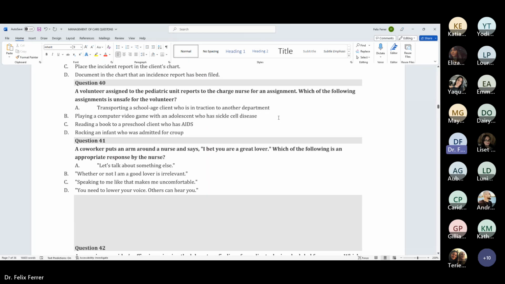40. A volunteer assigned to the pediatric unit reports to the charge nurse for an assignment. Which of the following assignments is unsafe for the volunteer? D. A. Infant who was admitted for croup. A. No. Yeah, because croup is really stable. It's A, transporting a school age client in the emergency department. Really good. It's A.